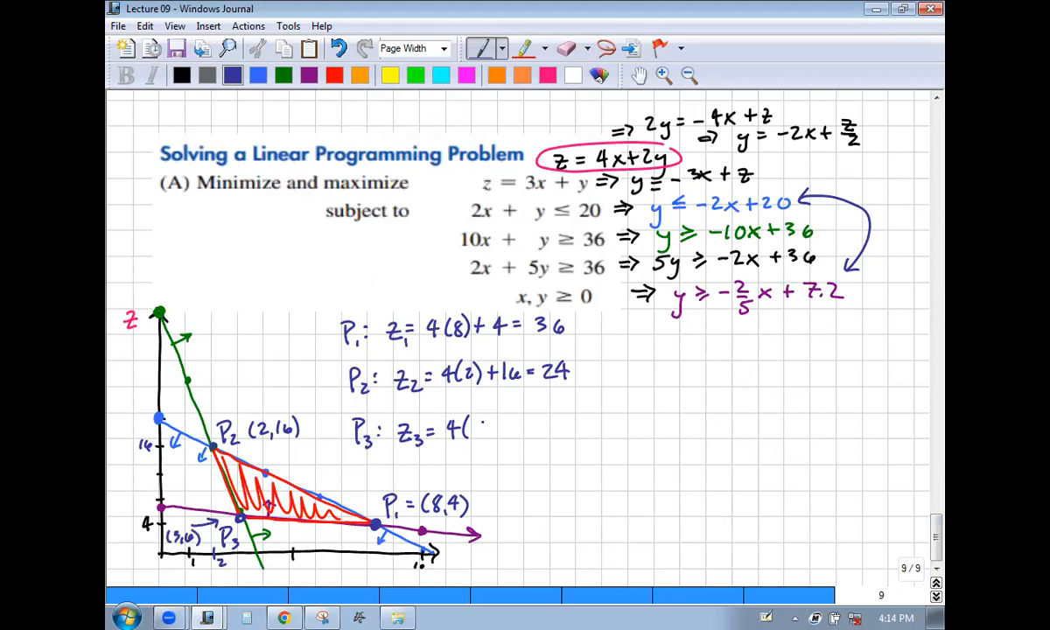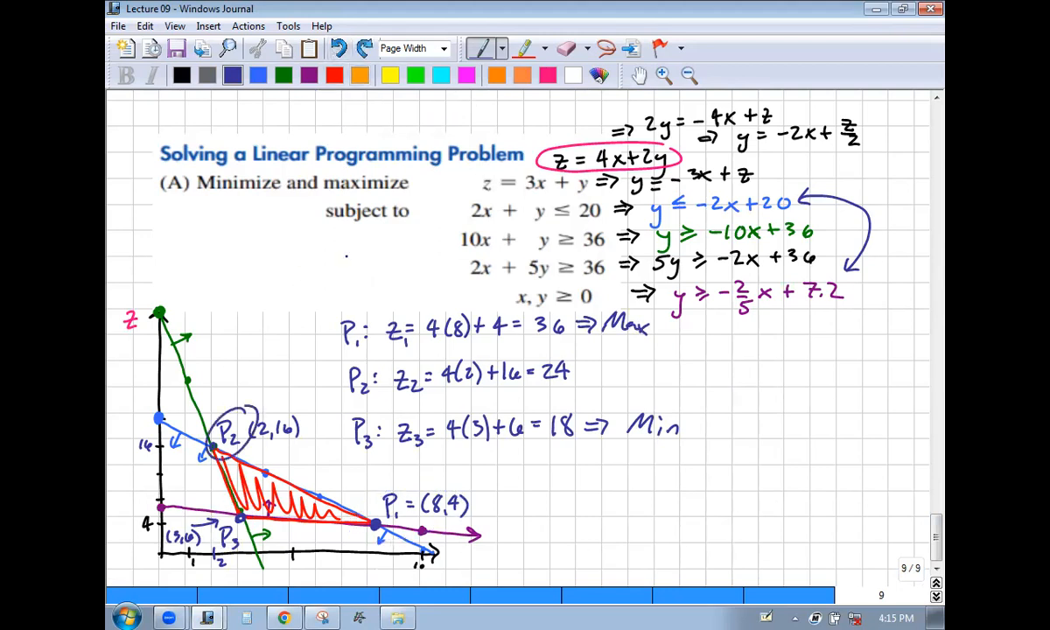Point 3 is (3, 6). So we replace our x with 3 and our y with 6. We get 12 plus 6, which is 18. So we can see P3 is our minimum and P1 is our maximum. So maximum here and our minimum there.